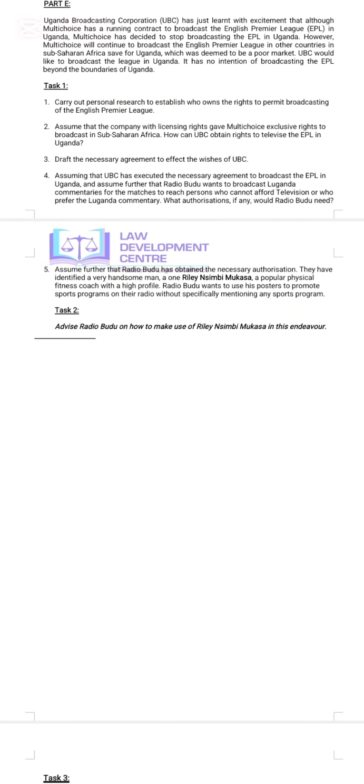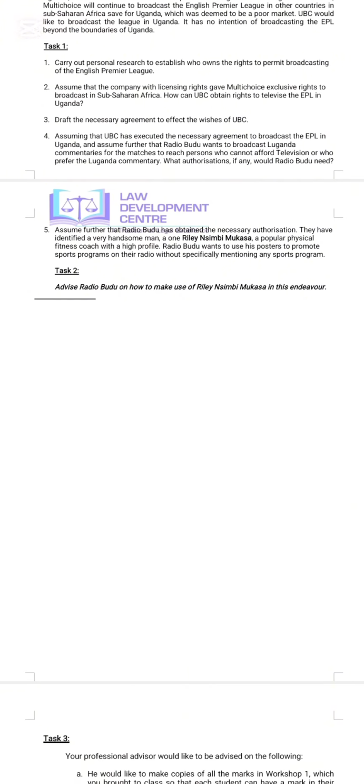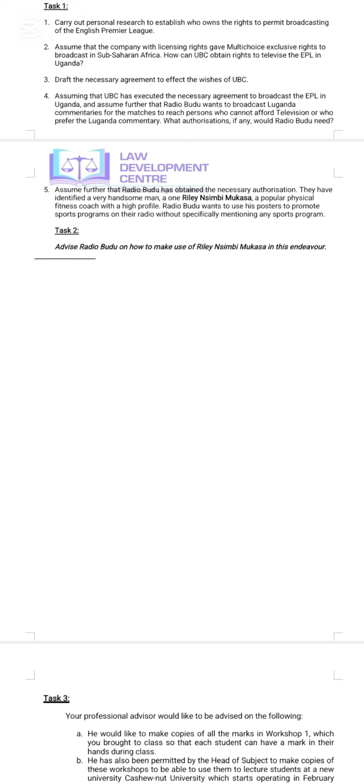So assuming that the company with licensing rights gave Multichoice exclusive rights to broadcast in Sub-Saharan Africa, how can UBC obtain rights to televise the EPL in Uganda? So you have to get sub rights from DSTV. Those are the necessary agreements to effect the wishes of UBC. So this is going to be a sub rights agreement. It's a form of an agreement where DSTV is giving part of their rights to UBC to broadcast in Uganda.